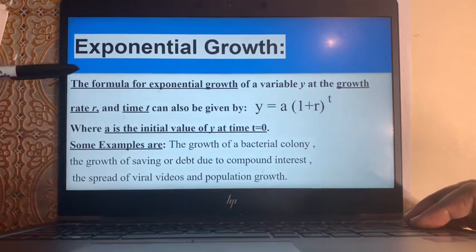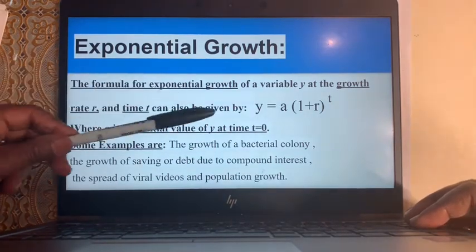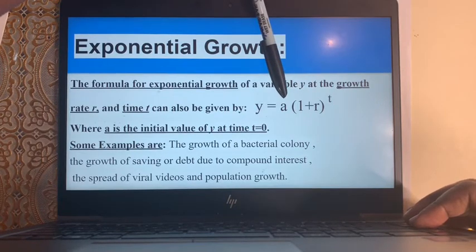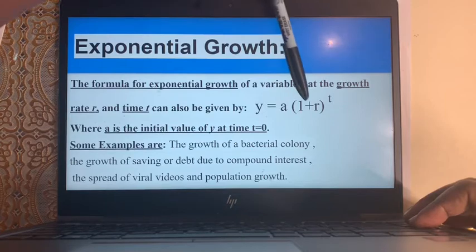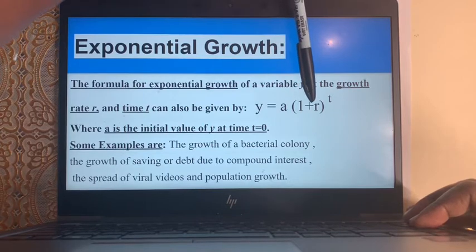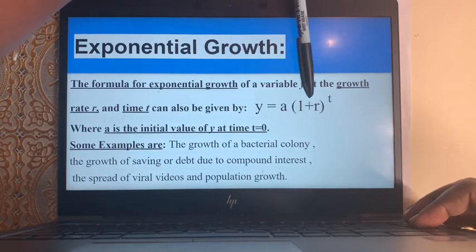Okay, exponential growth formula. This is the general exponential growth formula. b is replaced by 1 plus r, where r is the growth rate, t is the time, and a is the initial amount. We usually use the rate in decimal, usually between 0 and 1. That makes the growth factor greater than 1.